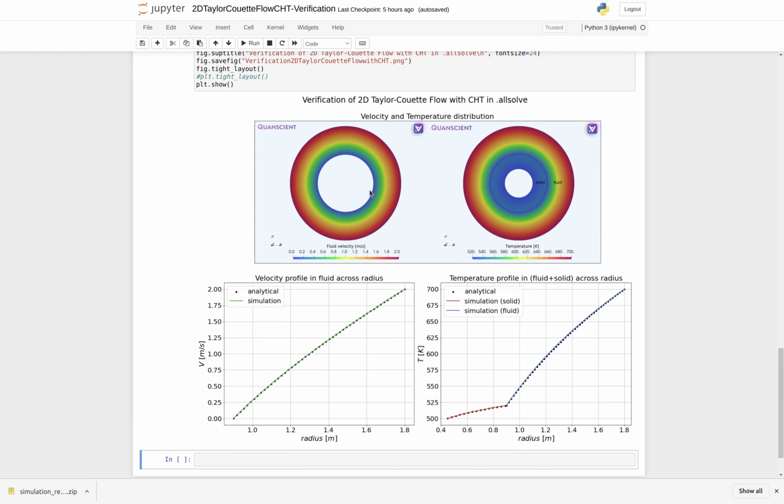So in the top image, we see the velocity and the temperature distribution in the geometric domain, and in the plots below we can see the comparison between the simulation results and the analytical results, and we see that there is a good match between the two.